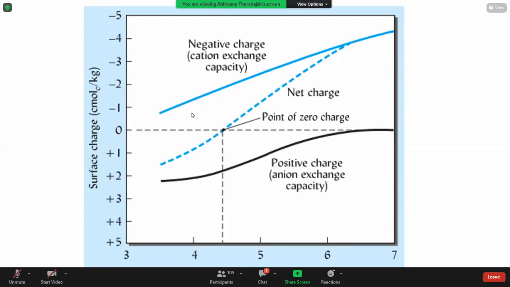Go through the slides. They indicate the relationship between soil pH and the positive and negative charges, how the positive and negative charges change with the pH. What is happening to the net negative charge? The net negative charge increases. That means the cation exchange capacity is increasing, right? We will see what cation exchange capacity is later. And the net positive charge decreases as the pH increases, so that means the anion exchange capacity is decreasing. And the zero charge is at about pH 4.4 or 4.5.